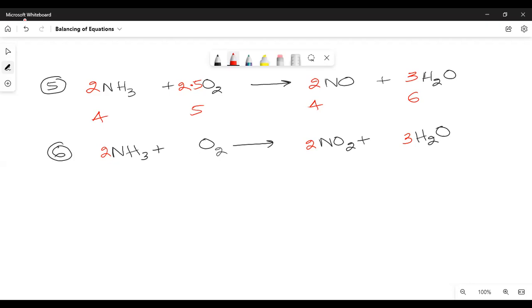Yes, now we write 3.5 with the oxygen. 3.5 with the oxygen, perfect. Which means it's correct either this way or 4, 7, 4, 6, if everything else is multiplied by 2 for whole numbers. We're good, right? Okay, let's go for a more difficult equation.